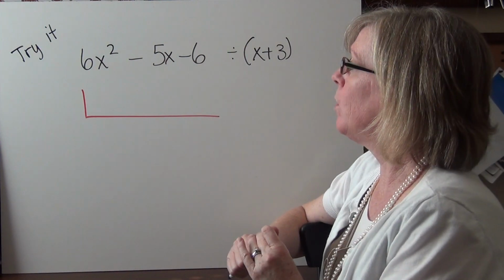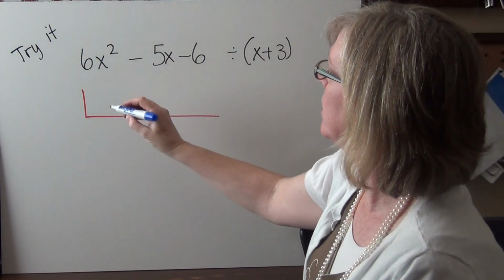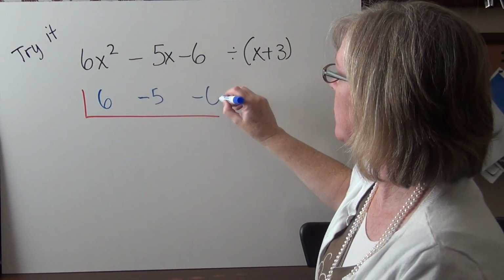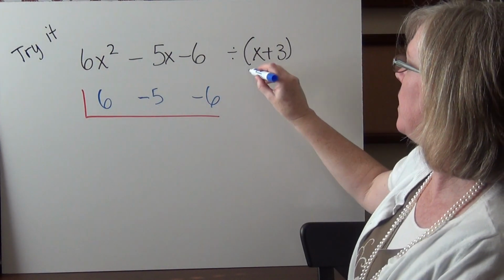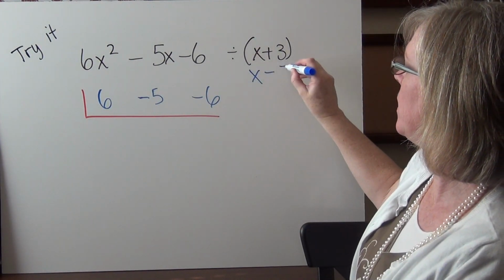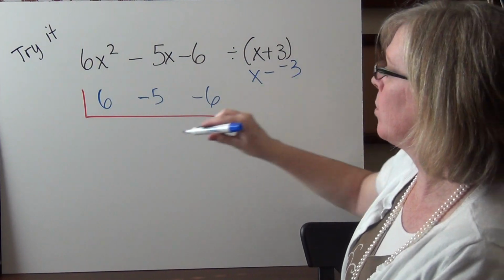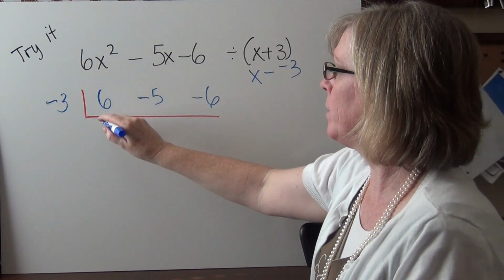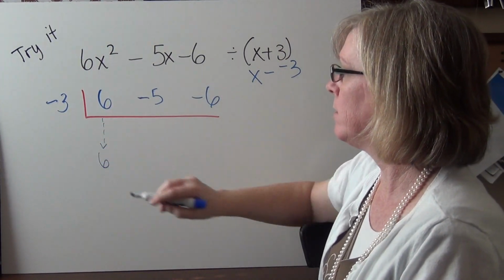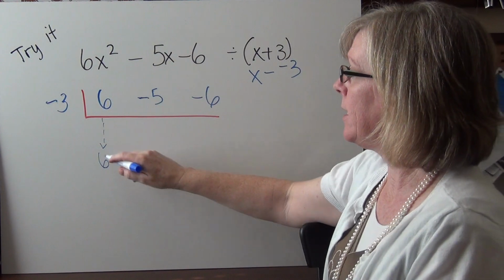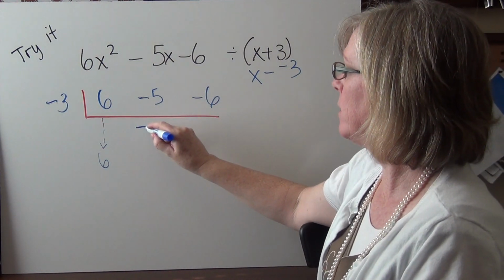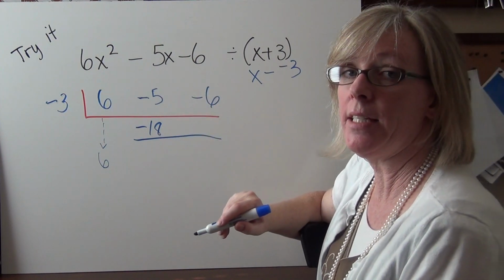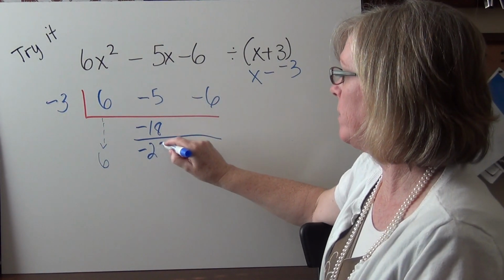Okay, step 1, let's bring down the coefficients. I have a 6, I have a negative 5, and I have a negative 6. Now I take a look at this. It's not in the correct form, so it must be x minus negative 3, so I put a negative 3 over here. First thing I want to do with this guy is bring it down and leave it alone. 6 times negative 3, negative 18. Negative 5 plus negative 18 is negative 23.